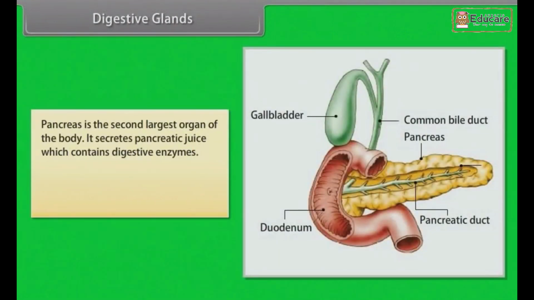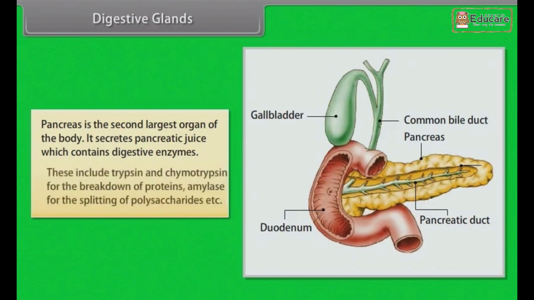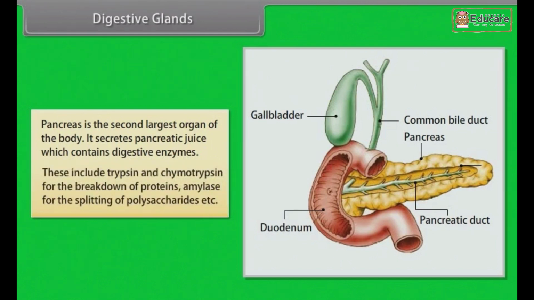Pancreas is the second largest gland of the body. It secretes pancreatic juice, which contains digestive enzymes. These include trypsin and chymotrypsin for the breakdown of protein, amylase for the splitting of polysaccharides, etc.